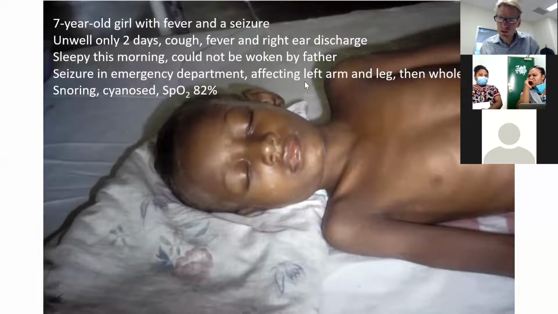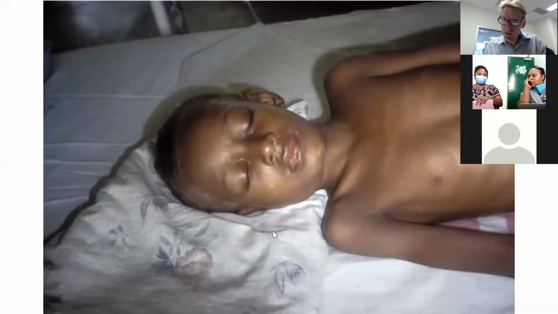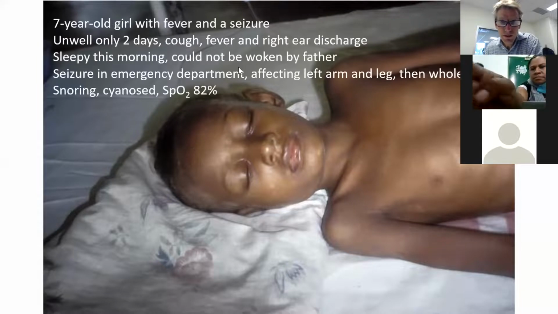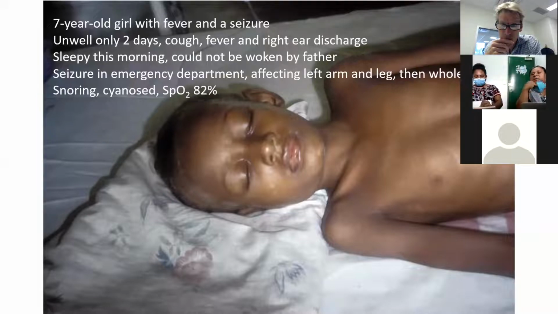Well, the first thing you should consider is whether or not she's got any emergency signs that require emergency treatment, right? So when we manage a patient like this, we're thinking: first, do they have any emergency signs? Does this child have any emergency signs? What emergency signs does she have? We'll perhaps go through them.